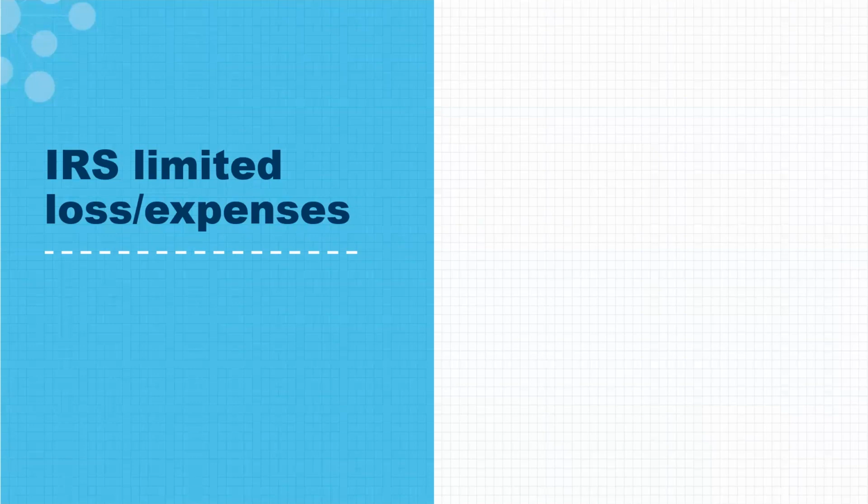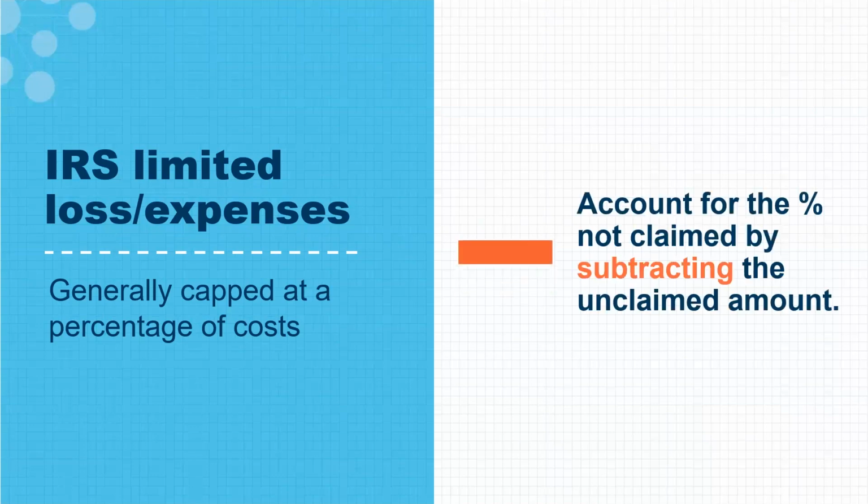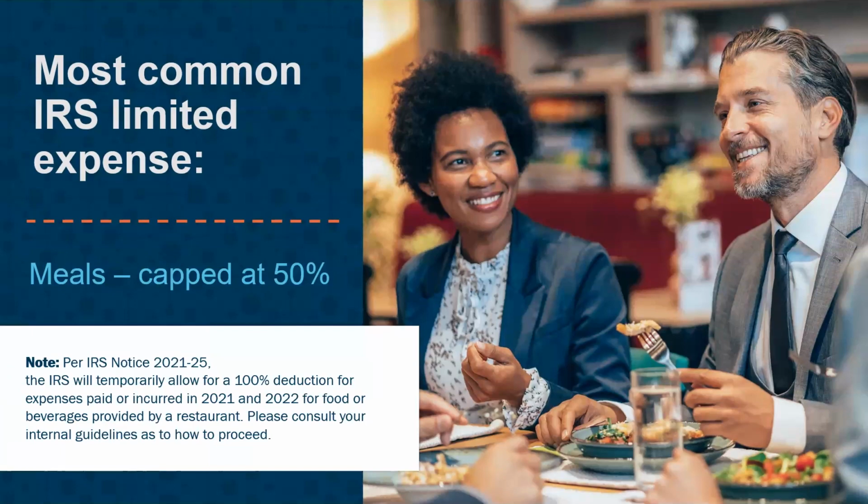When the IRS limits certain expenses, they are generally capped at a percentage of the actual cost. We need to account for the percentage that was not able to be claimed by the company by subtracting the unclaimed amount. The most common limited expense that we will see are meals. Meals are generally capped at 50% of the actual expense. There is a temporary provision in place that will allow businesses to claim up to 100% of meals under certain conditions. Please consult your internal guidelines as to how to proceed.